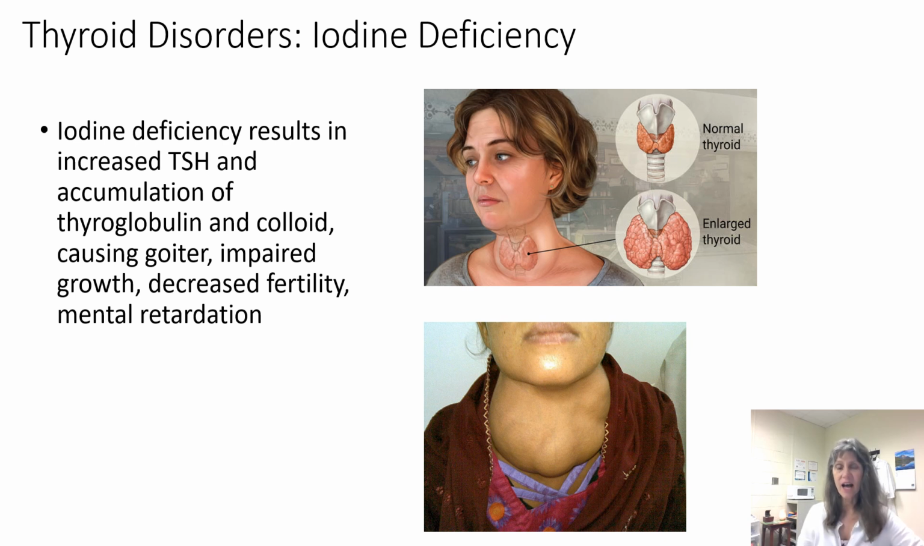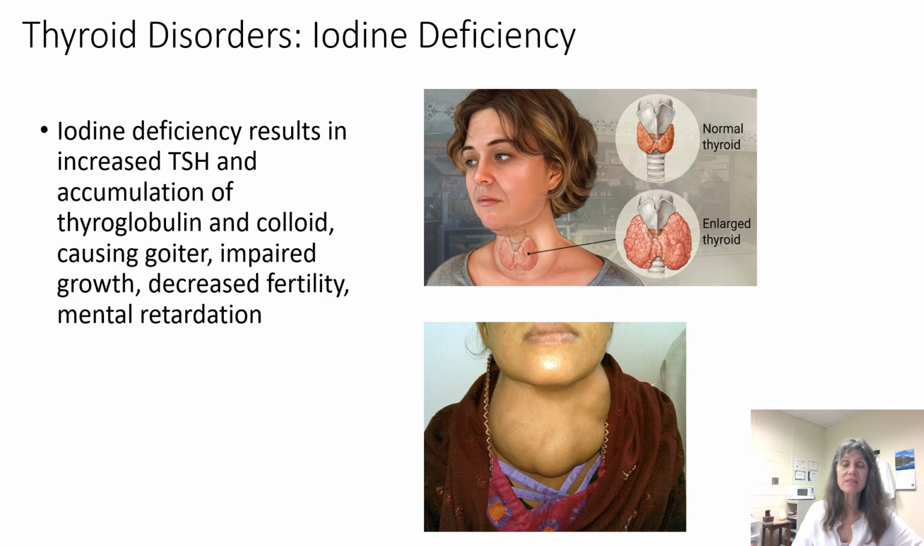If there is an iodine deficiency, that can result in the thyroid stimulating hormone being produced more in the effort to produce enough thyroxine and triiodothyronine. And this is what leads to an accumulation of thyroglobulin and colloid, causing that swollen appearance of the thyroid gland, which is what we refer to as a goiter.